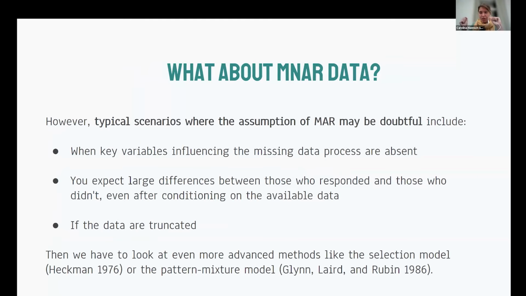But if you have this missing not at random scenario, there are two things you might want to check out: the selection model by Heckman and the pattern mixture model, where Rubin again was involved. They will help you deal with missing not at random data. For example, if data are truncated, then you might need to use something like this. But this is also the scope of a two-hour lecture. So I'm just putting some references up if you're interested in that.